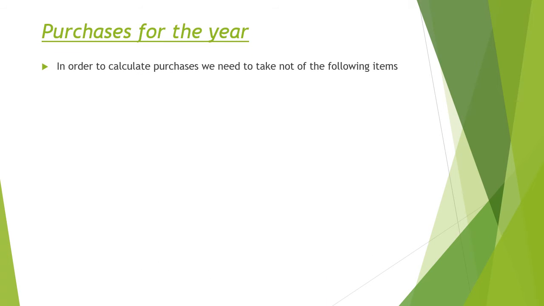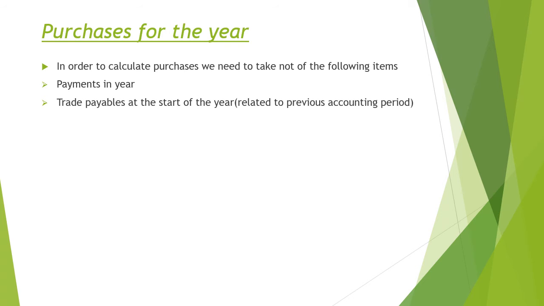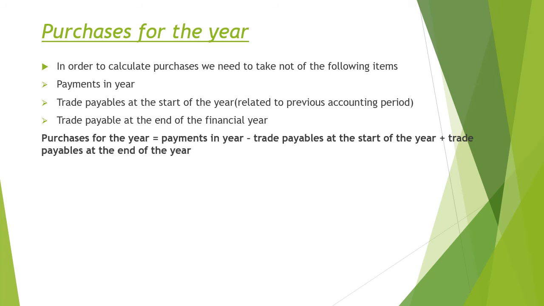Purchases for the year. In order to calculate purchases, we need to take note of the following items: payments in year, trade payables at the start of the year related to the previous accounting period, and trade payables at the end of the financial year. Purchases for the year is equal to payments in year minus trade payables at the start of the year plus trade payables at the end of the year. Take note of purchases returns, discount received, etc.